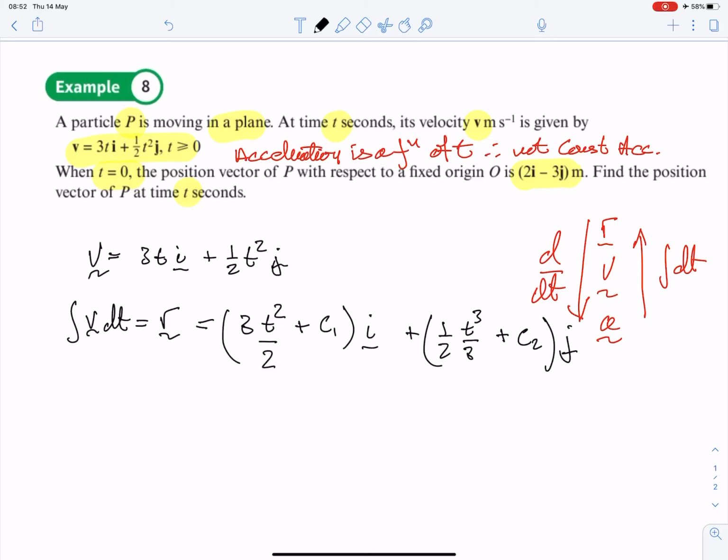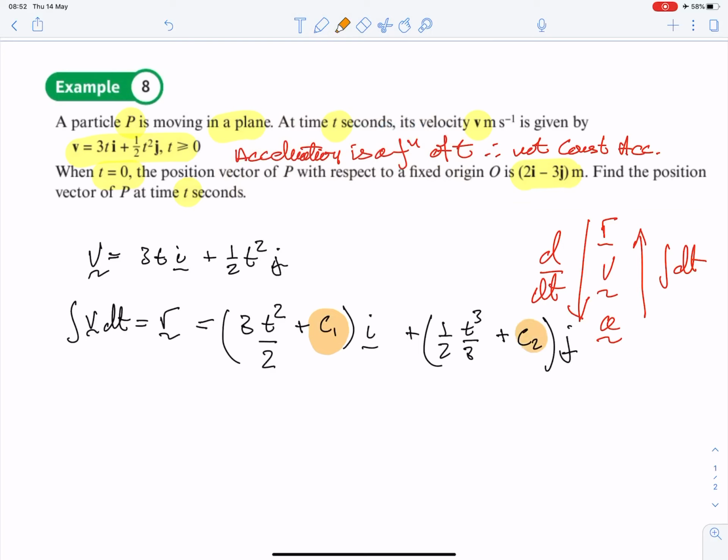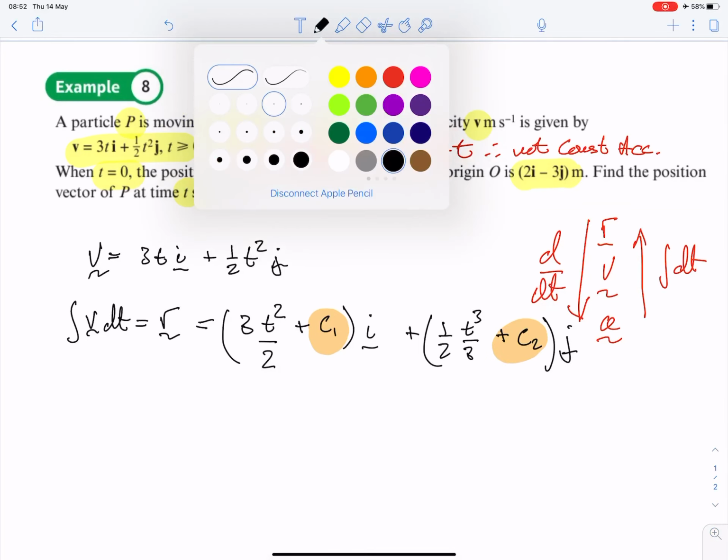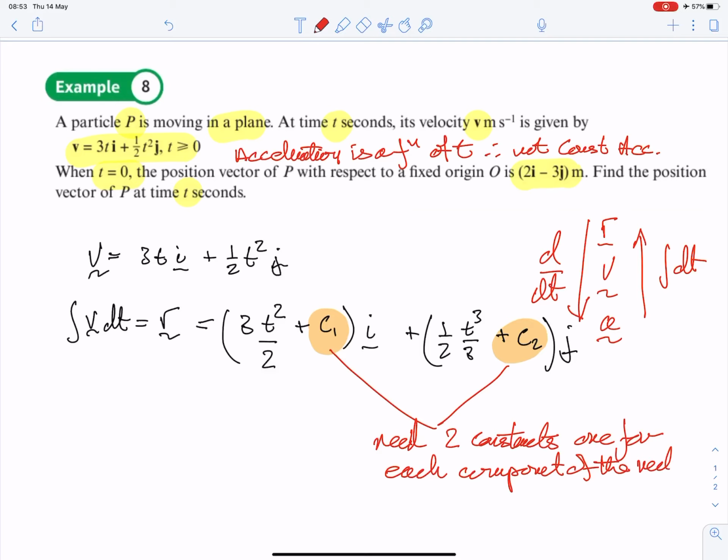You notice we need two constants, one for each component of the vector.